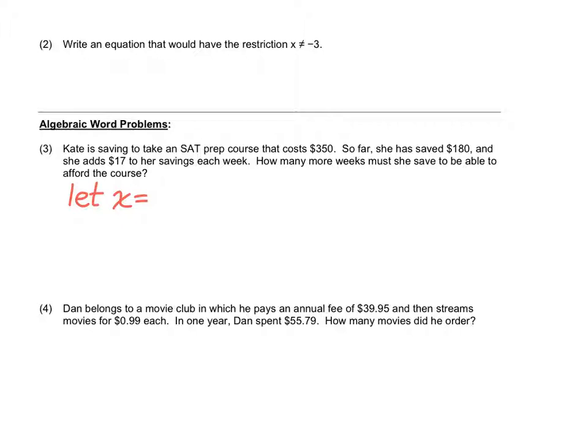So Kate's saving to take an SAT prep course that costs $350. So far, she saved 180, and she adds 17 each week. So $17 is dependent on the number of weeks, right? So X would be the number of weeks.